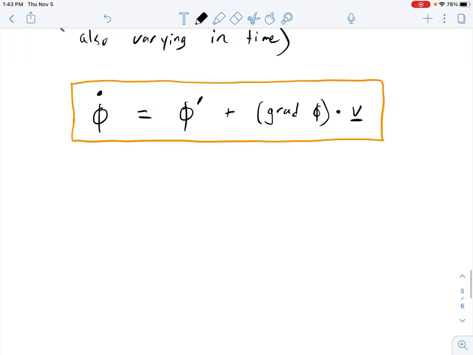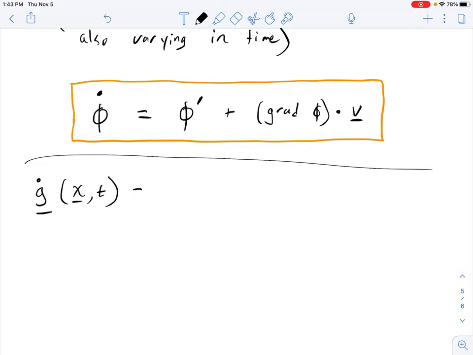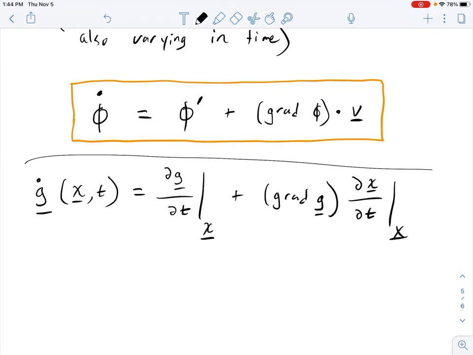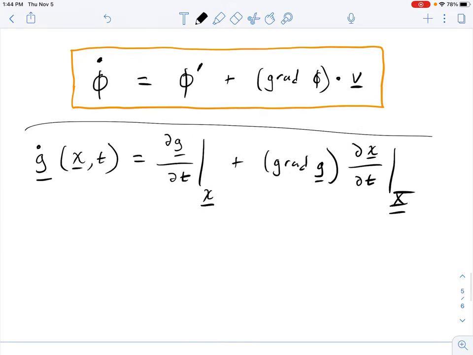And we can do the same thing for a vector field instead of a scalar field. So let's say g dot, the material time derivative of g(x, t), is equal to the partial of g with respect to t at fixed x in the spatial configuration, plus the gradient of g acting on the partial of the spatial configuration x with respect to time, holding the reference configuration point fixed. So that's from the same part of the textbook, equation 3.16, not section 3.16, right around there.